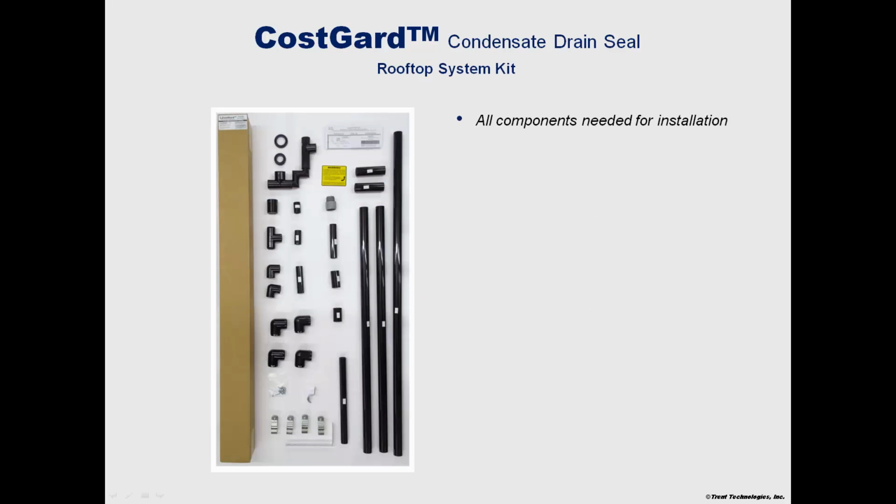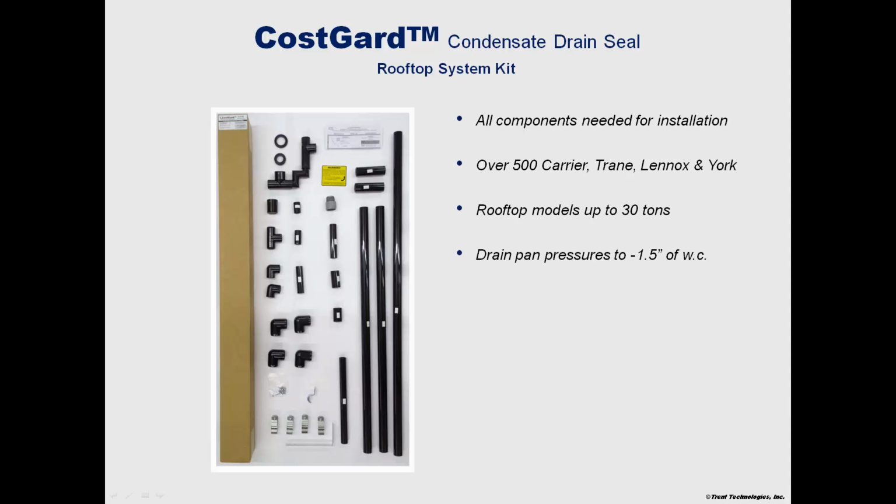Rooftop system kits include all components needed for installation and are available for over 500 Carrier, Trane, Lennox, and York rooftop models up to 30 tons, with drain pan pressures to a negative 1 1/2 inches of water column, and are available in 3/4 inch, 1 inch, and 1.5 inch drain sizes. And all components are UV inhibited.